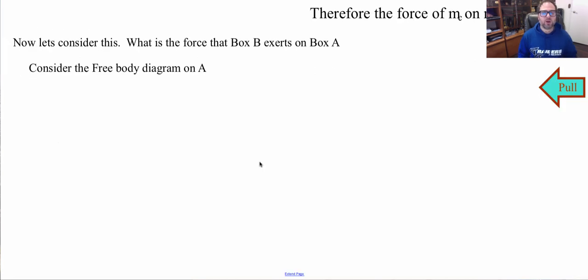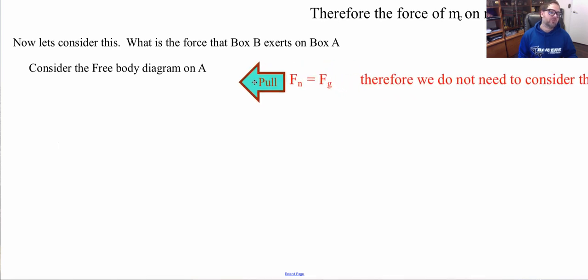So let's take a look at my second part of this question. We want to know what is the force that box B exerts on box A. So for this, we're going to consider a free body diagram on box A. But one thing first is we know that Fn is going to be equal to Fg, since these boxes aren't falling down, there's no y movement, all the movement's in the x.